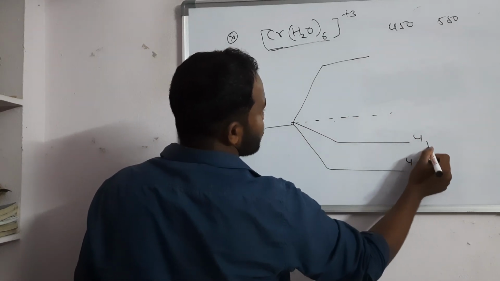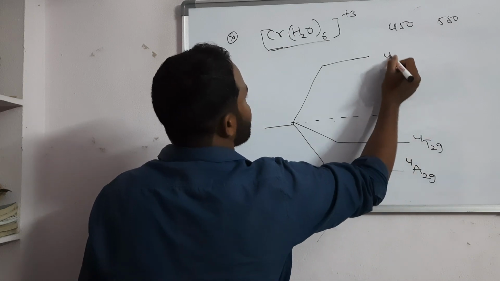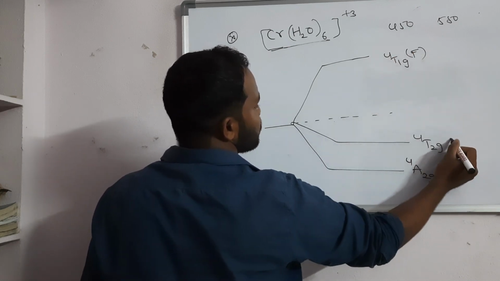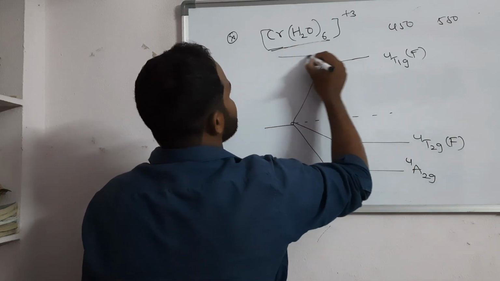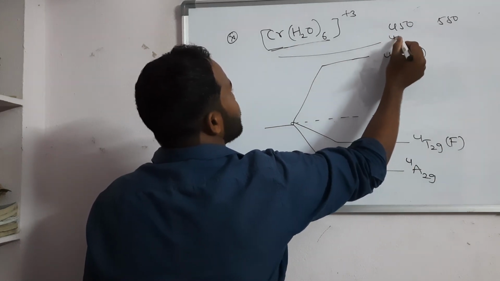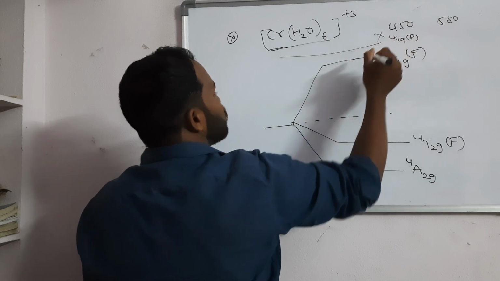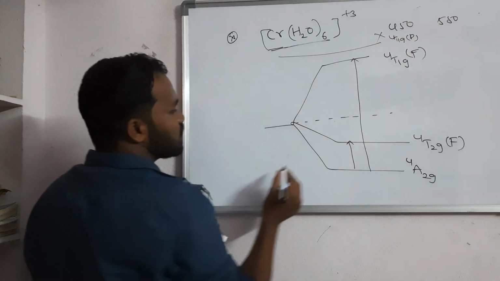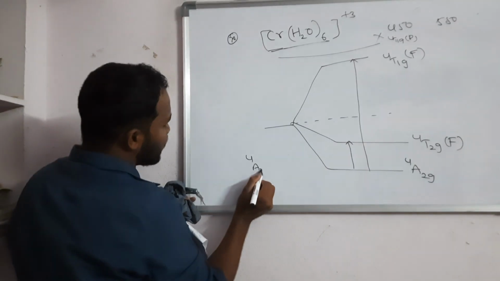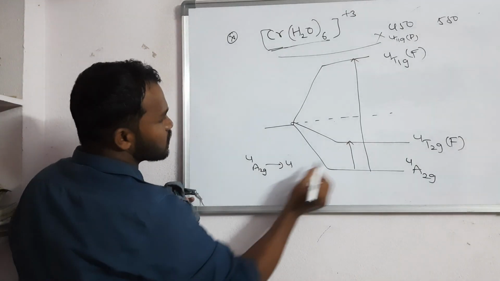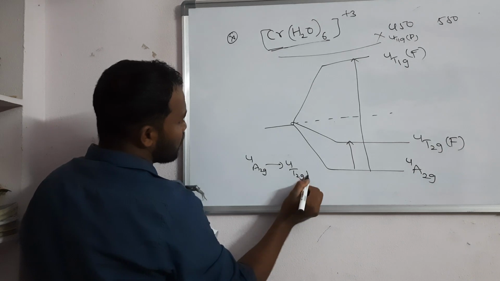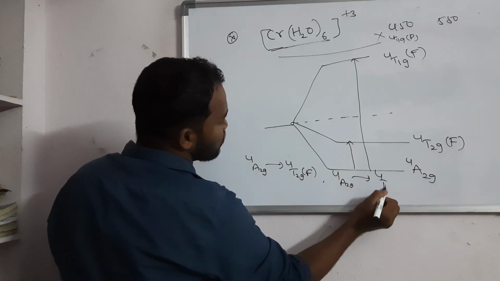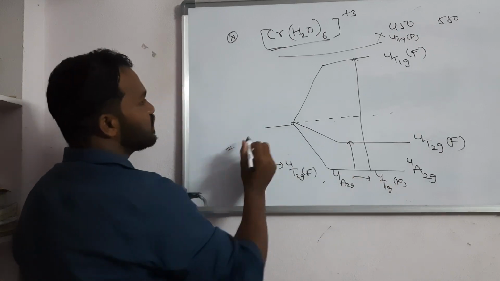This is quartet T2g, this is quartet T1g, related to F, this is also related to F. This is a non-crossover, that is quartet T1g(P). So just forget about this because they given only 2 corresponding bands. The options are: quartet A2g to quartet T2g(F), and quartet A2g to quartet T1g(F). This is the correct option for this question.